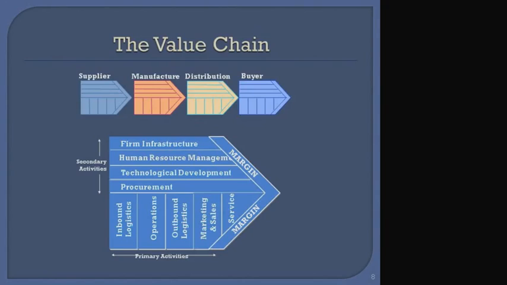So we can think about the value chain as between different firms, and then we can also think about the value chain within the firm. What are the series of activities that the firm engages in to take raw goods and materials and convert them into saleable products and services?